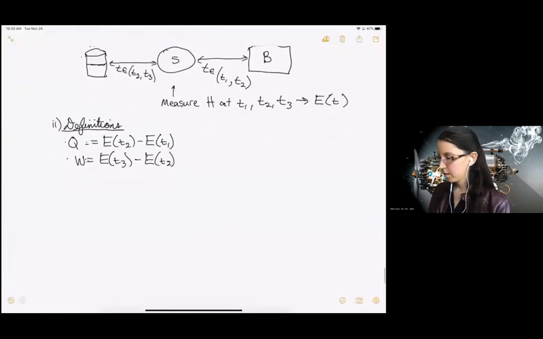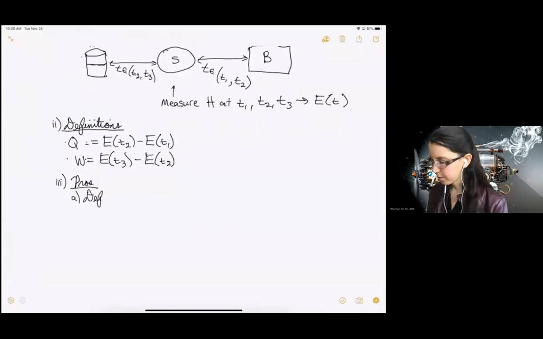This definition has some advantages. First, it is defined for single shots, single trials.